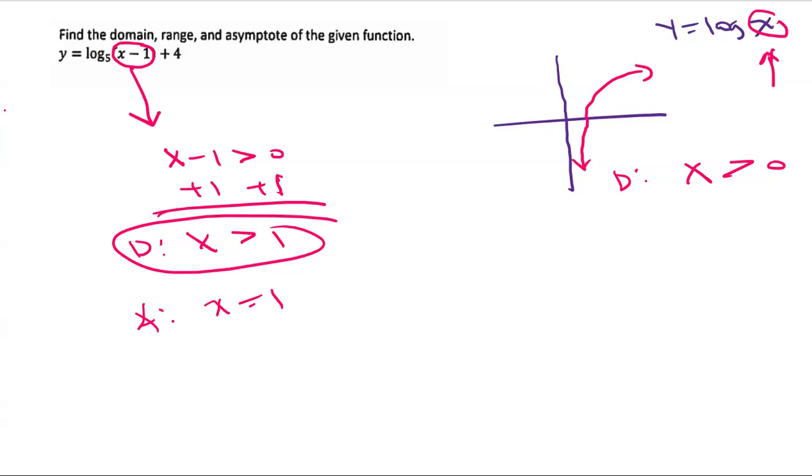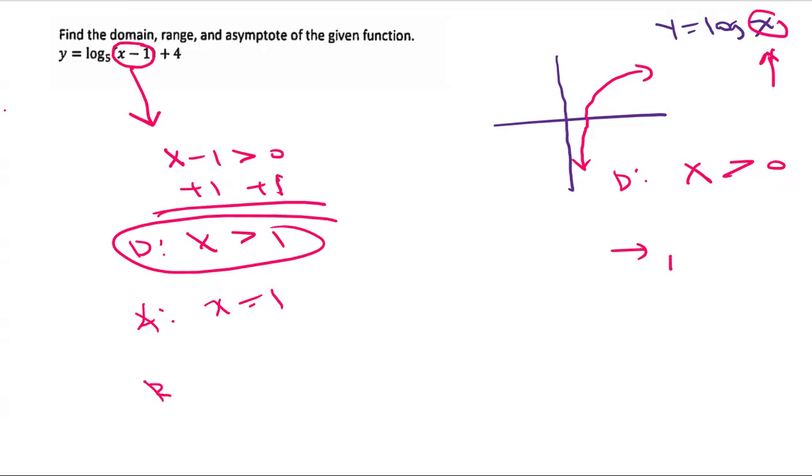Because again, this is saying it's moving to the right. It moved to the right by 1. It's always the opposite of what you think. Even though it says negative there, we're going to go to the right by 1. So that means there is an asymptote at x = 1.